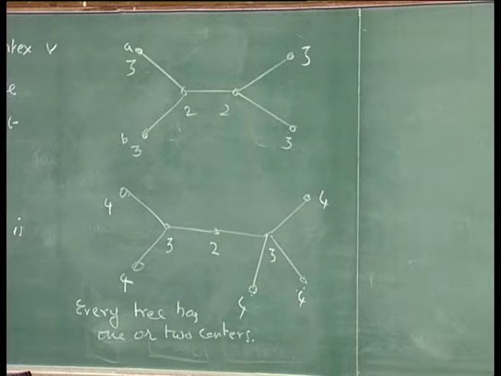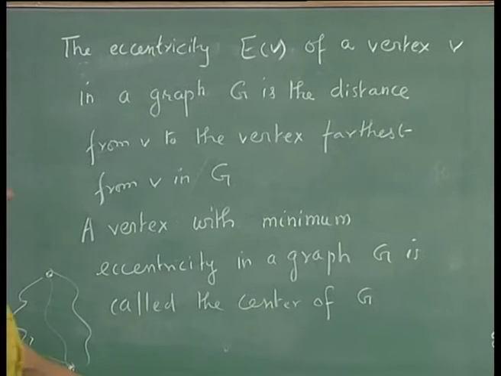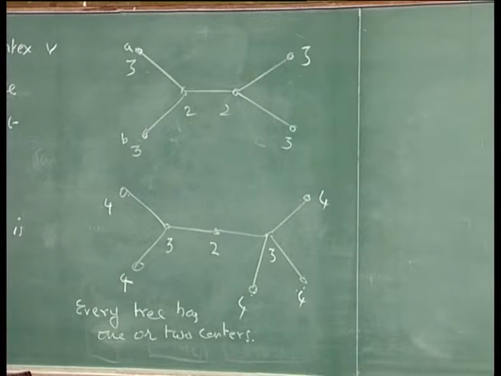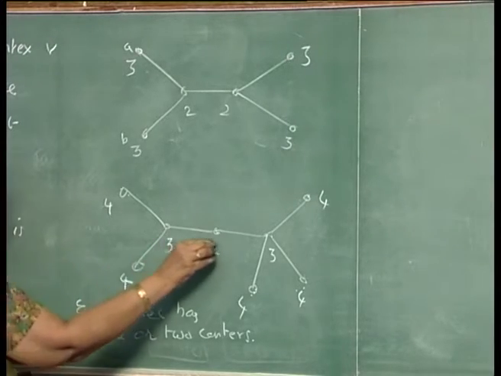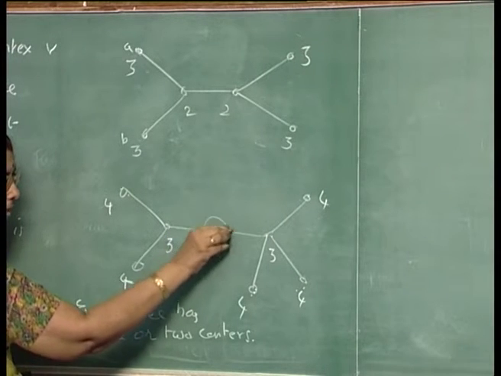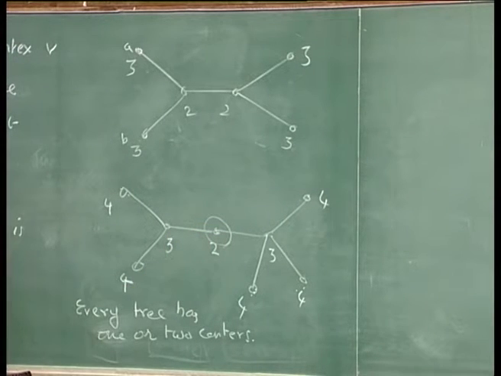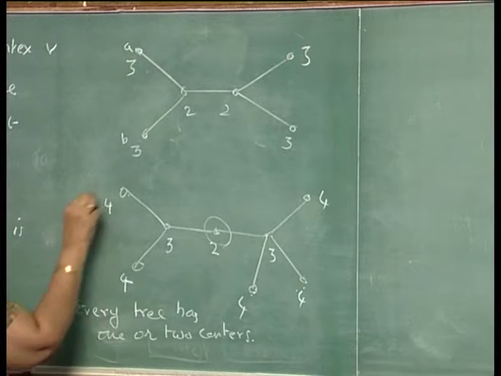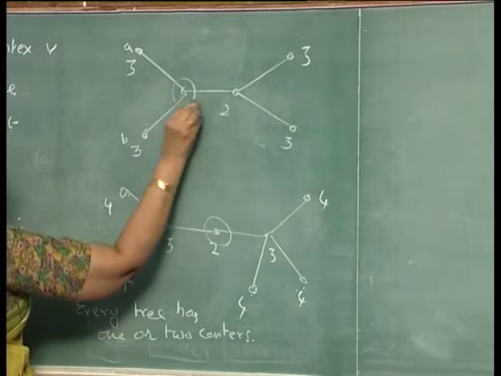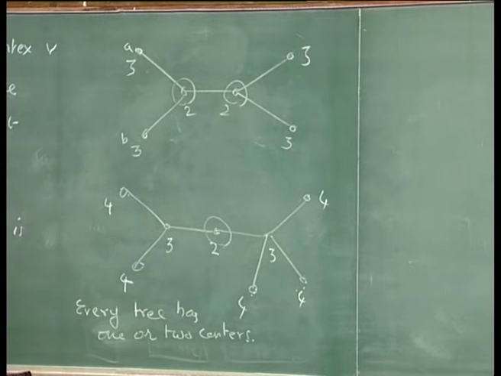The center of a graph is defined as the vertex with minimum eccentricity. So, if you look at this, this vertex has the minimum eccentricity, therefore it is the center. Here these two vertices have minimum eccentricity, so they are centers. And you can very easily prove that every tree has 1 or 2 centers.